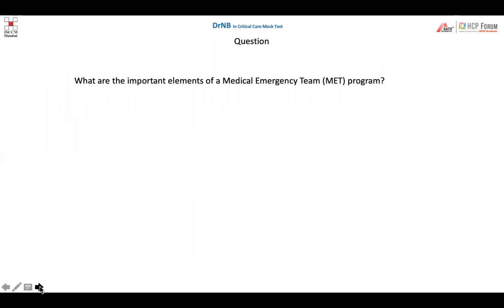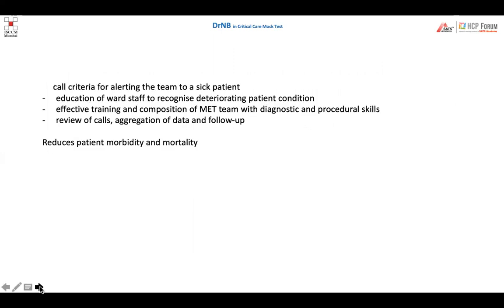What are the important elements of a medical emergency team program? So, call criteria for alerting the team to a sick patient, education of the ward staff to recognize which patient is going to deteriorate, then training and composition of the MET team, who have diagnostic as well as procedural skills, review of the calls, aggregation of data and follow-up. The MET team has been found to reduce patient morbidity as well as mortality.